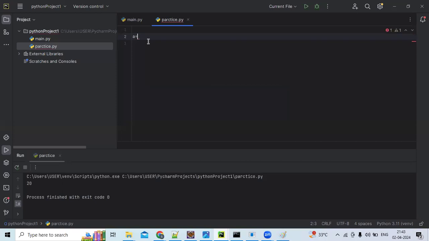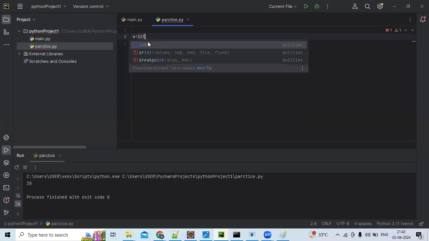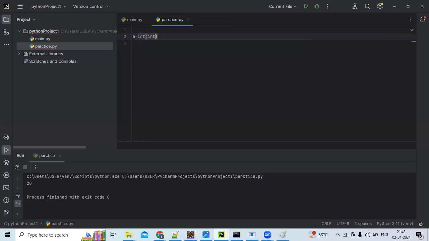See, everything I'll teach in the next chapter, but I just want to give some overview of this. Okay, int of input. So please try to remember this line. But this is the input function. I will teach it in the next chapter. Okay, guys, please enter the value of a.